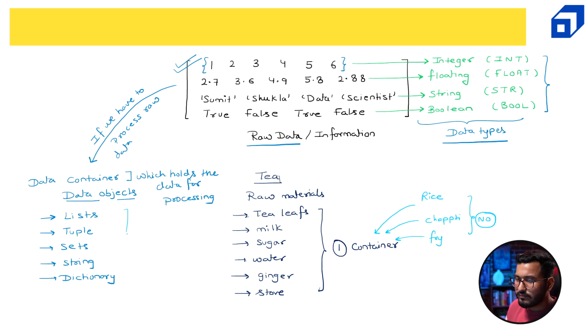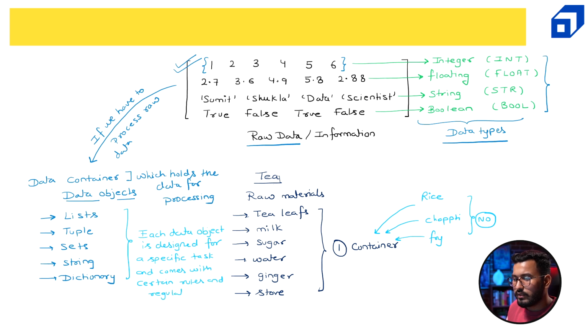So here each data object is designed for a specific task and comes with certain rules and regulations. So this is the concept of data objects.